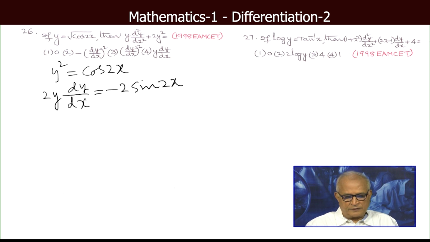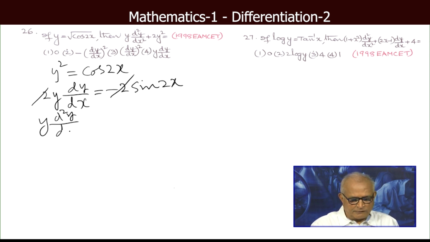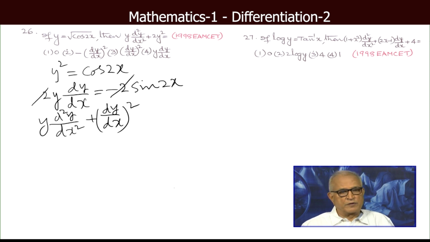Follow? Is it okay? 2 can be cancelled both sides, and then once again differentiate both sides with respect to x. Y times d2y dx2 plus dy dx whole square. Left hand side ki product tool vaadam. Product of two functions kada. Y oka function, dy dx inko function. Product of these two functions. Ancheta product tool vaadam. Y into derivative of dy dx, which is the second derivative of y with respect to x, d2y dx2 plus dy dx into derivative of y, that is dy dx.